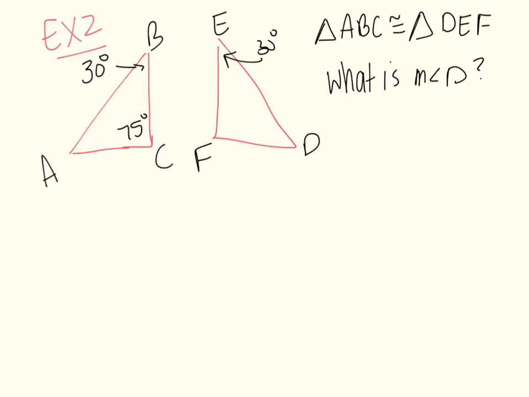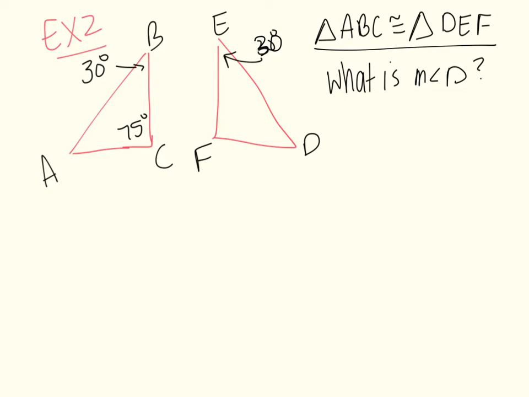Okay, for this question, we're going to be given two triangles that we are told are congruent. Triangle ABC is congruent to triangle DEF. We know that angle B is 30 degrees, angle C is 75, and angle E is also 30 degrees. That's supposed to be a 30, sorry about that. How can you find the measure of angle D?